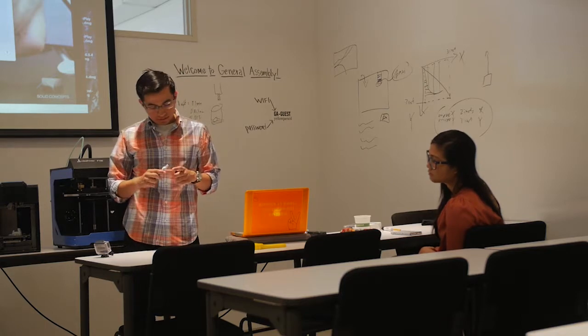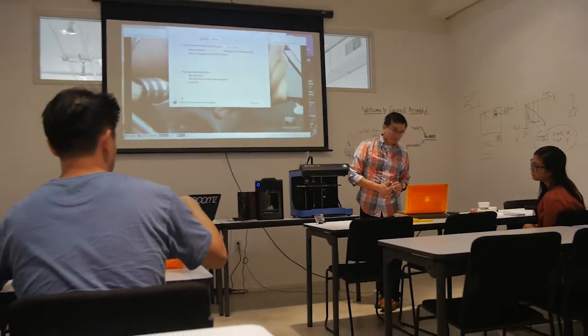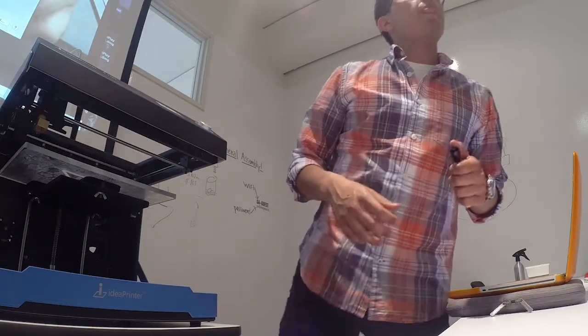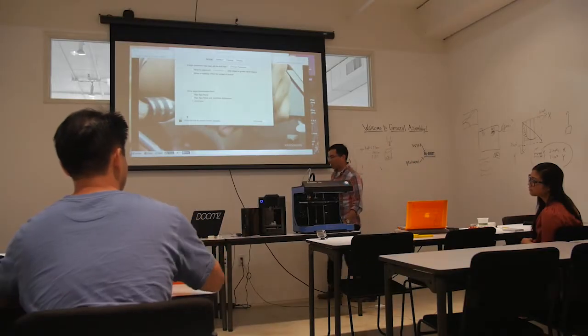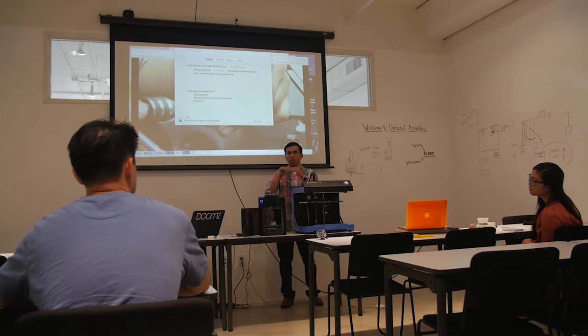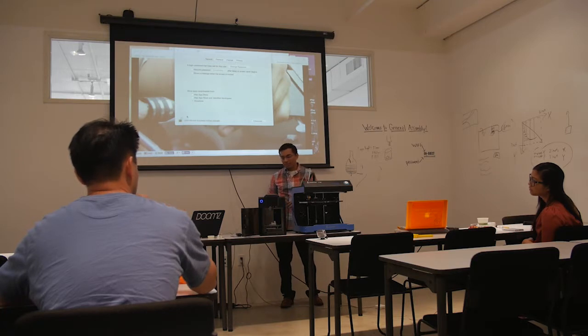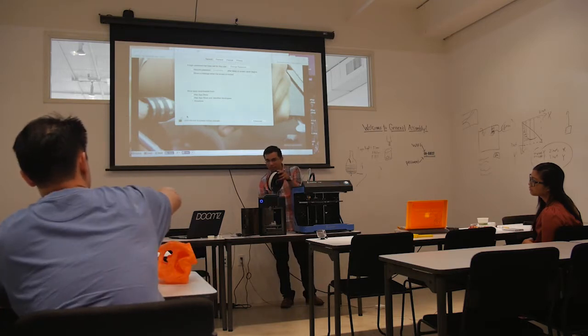Oh, nice. So you took a piece of the ABS material, and it looked like a piece of paper. Oh, so the paper was to make sure the nozzle was at a certain height. It was just to calibrate. Yeah. So the plastic is actually finished. Oh, okay. Yeah.